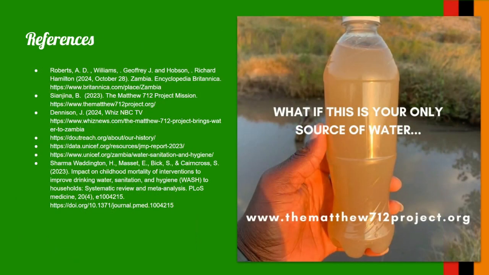Here's the references, and here's a picture of a water bottle of just typical water that you would drink all your life in Zambia. Notice how dirty it is, and it usually comes from open source ponds or holes or streams when it's not in drought.